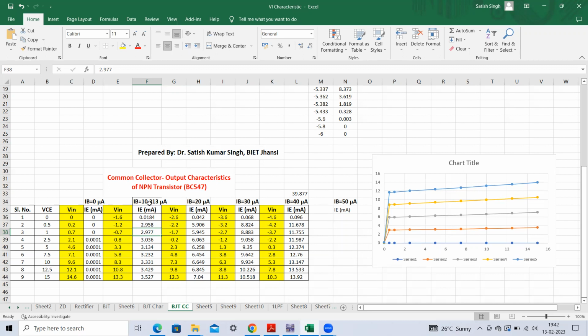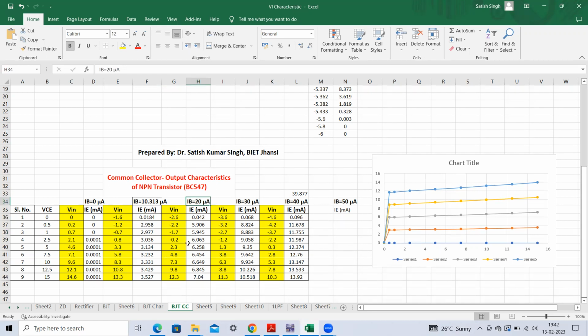Accordingly, once you have obtained the curve for IB equals 10 microamperes, we have to set IB equals 20 microamperes. We also have to obtain the curve for IB equals 0 microamperes. All this experiment I have already conducted, and I have noted down all these values. So let's suppose you make it IB equals 20 microamperes. How do we obtain this? What values do we have to set?